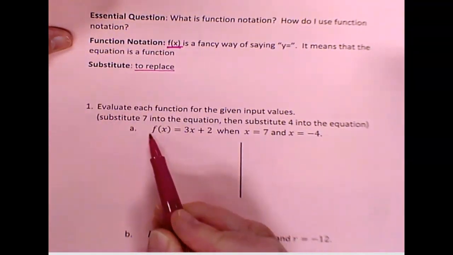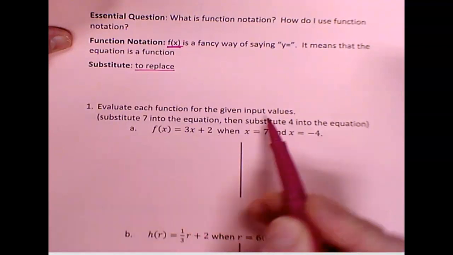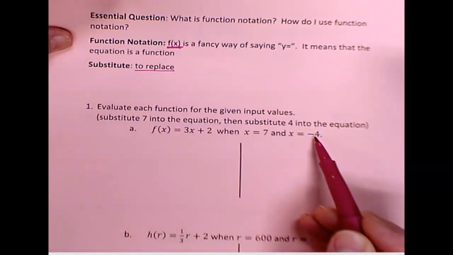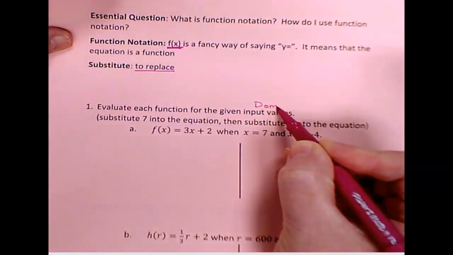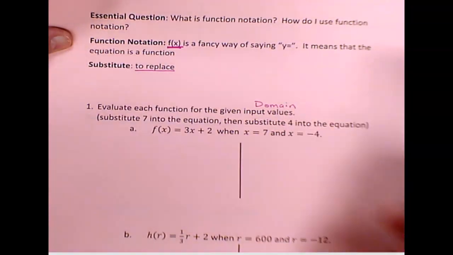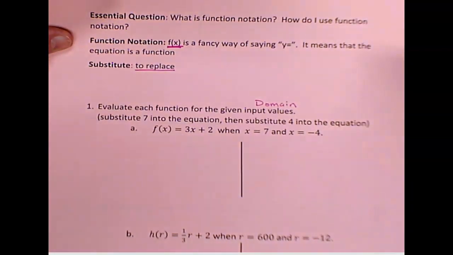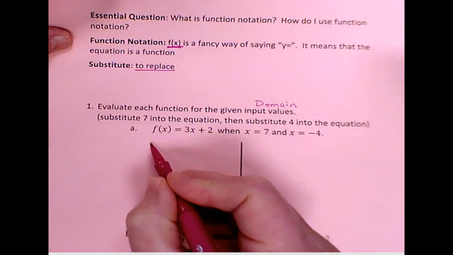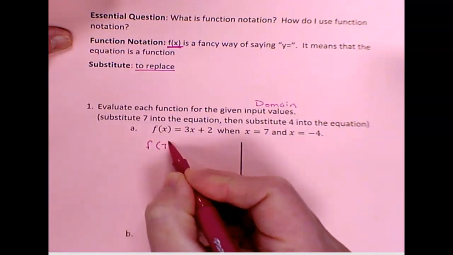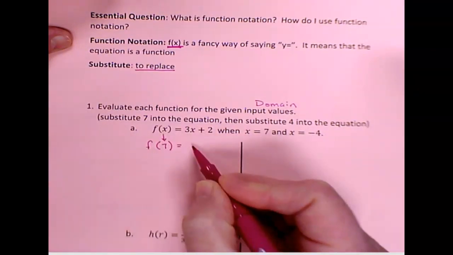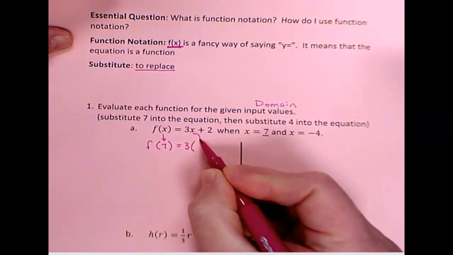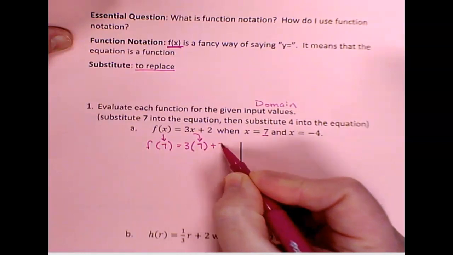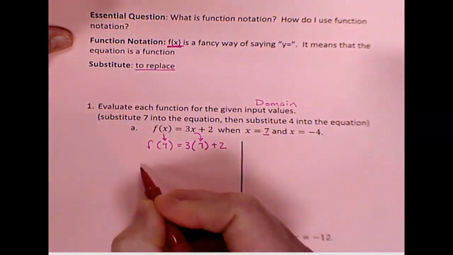So evaluate this function right here for the given input values. Another name for input values is domain. And then I am calculating the range. So I am going to substitute in the 7 right here. Where the x was, I am going to put in a 7.